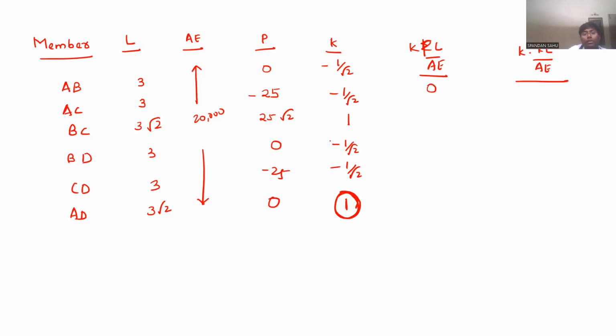Now you just multiply. This will come out to be 0. This will be 0. This will be 0. Now remaining will be 25 by root 2 into 3, which is 75 by root 2. This will be 75 into 2 into 1. Everything is by AE. It will be 150.